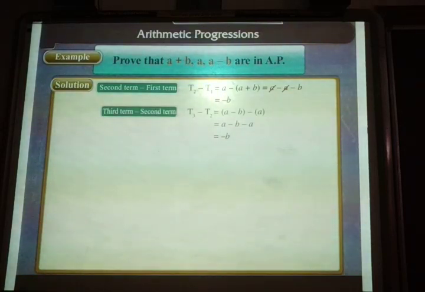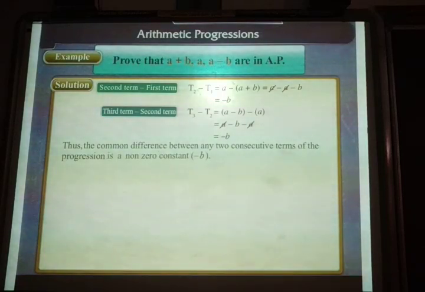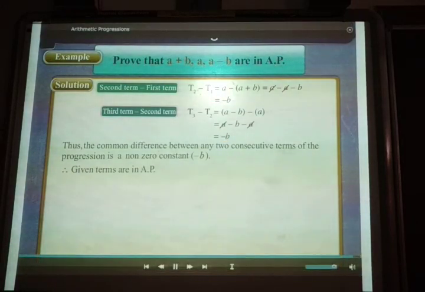Third term minus second term is equal to t3 minus t2, which is equal to (a minus b) minus a, which is equal to minus b. Thus, the common difference between any two consecutive terms of the progression is a non-zero constant, minus b. Therefore, the given terms are in AP.